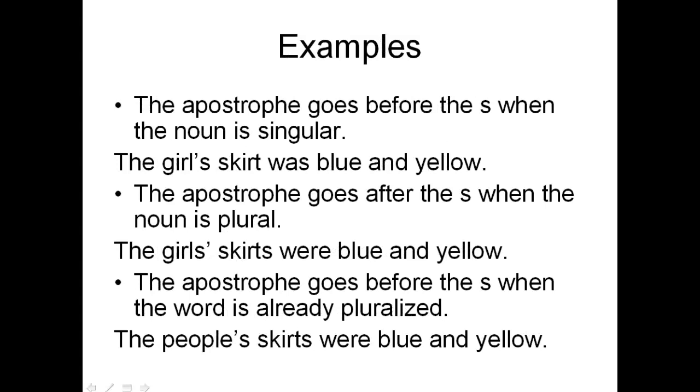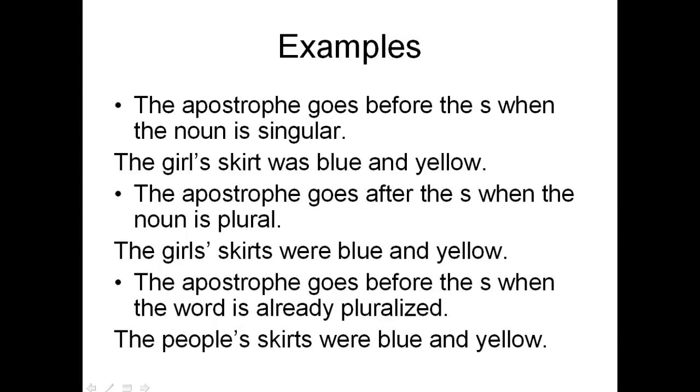Let's take a look at examples. So when you're looking at a singular noun, the apostrophe goes before the S. Singular means it just has one. So here's our example. The girl's skirt was blue and yellow. You've got one girl and you've got one skirt. Okay, so it's apostrophe S. When it's singular, the apostrophe goes before the S.